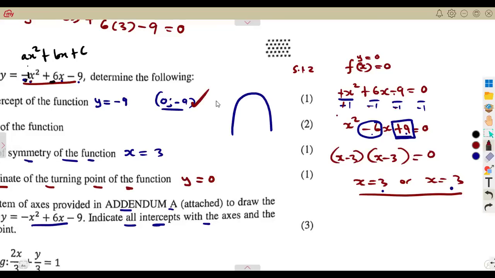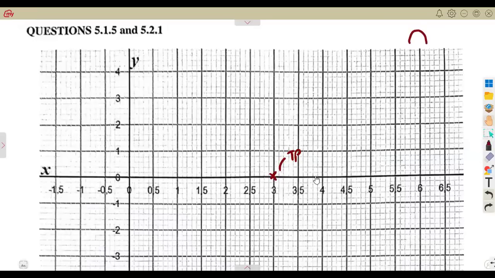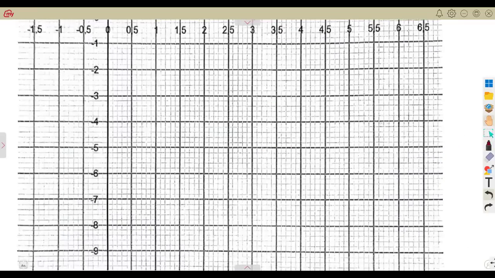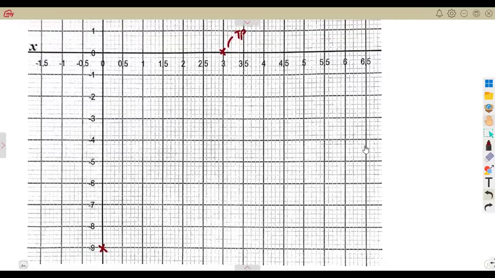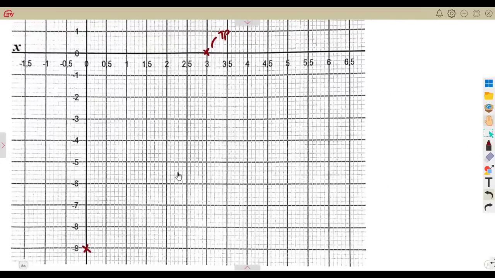Remember the y-intercept at 0, minus 9. So you're going to have minus 9 on the y-axis. That's another point you can mark, minus 9 here. These are the only points that we are given from our graph, the only points that we can use. With this, we're supposed to draw a shape for this function.